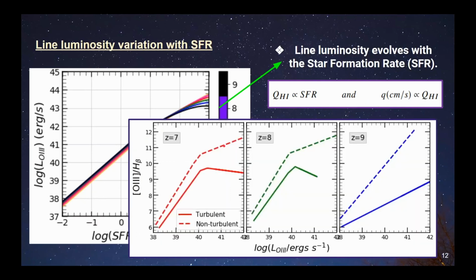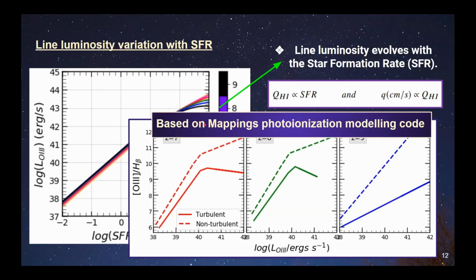Apart from that, I also calculated the flux ratio of O3 by H beta, since they are going to be the observables. So I used MAPPINGS, a photoionization modeling code, to calculate this. These O3 by H beta ratios are very much dependent on ionization parameter, pressure, and metallicity. As I discussed already, for the turbulent case these things are lowered. That's why you can see here that for turbulent cases, we have a lower value of O3 by H beta as compared to the non-turbulent one.